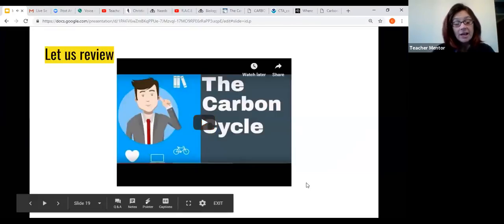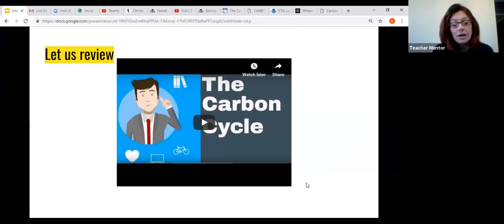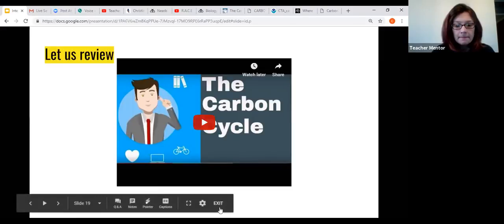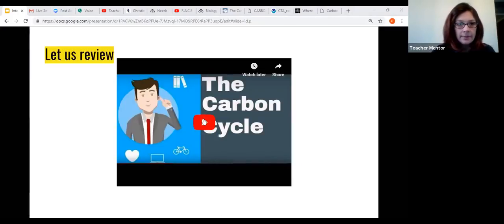Okay, so I am sure that that image that he used to describe the route that carbon molecules can take looked familiar because it was from another writing assignment that you had in biology. Okay, so moving on.